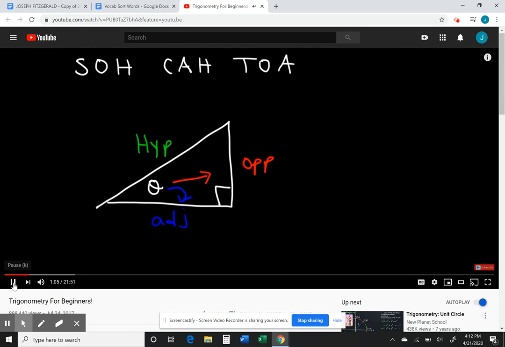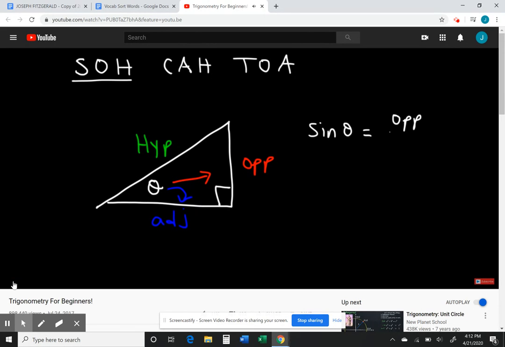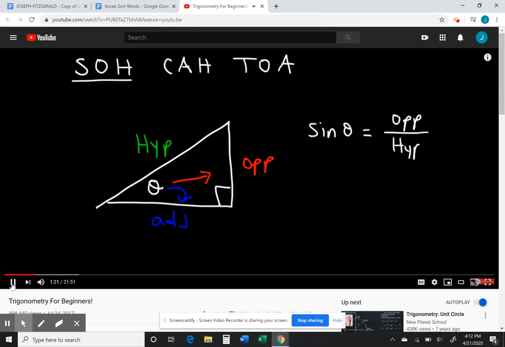Sine, cosine, tangent, opposite, adjacent, hypotenuse. Sine theta, according to SOHCAHTOA: S is for sine, O is for opposite, H is for hypotenuse. Sine theta is equal to the opposite side divided by the hypotenuse. So go ahead and check your vocab sort and see if that's what you had. If not, you can switch it right now. Make sure you get it copied down.